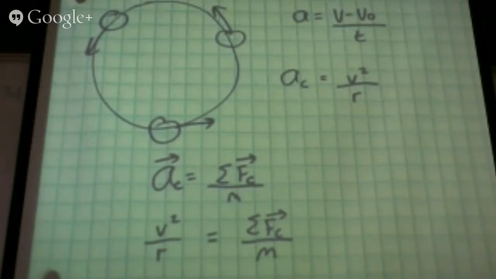And so our next step here would be to replace this net centripetal force term with the sum of all forces that have some component in that direction toward the center of the circle.